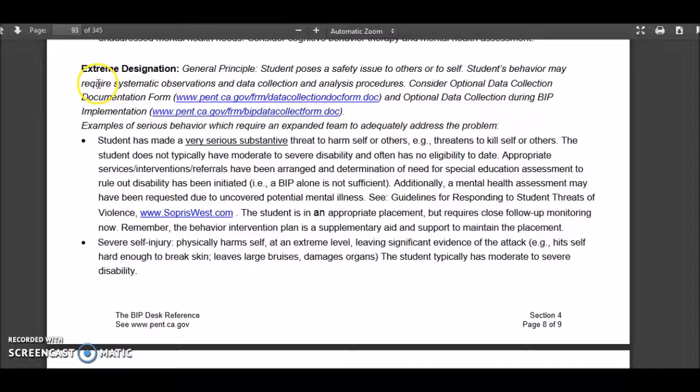The last stage is the extreme designation, and this is usually when the kind of hurt that the student is causing himself or others is very serious. So it could be that the student is threatening to kill himself or kill someone else, or it could be that the student is hitting himself hard enough to cut his or her own skin or cause bruises or even damage organs. So at that point, this is considered extreme. And if the student hasn't been referred already, he or she should be referred for a mental health assessment.